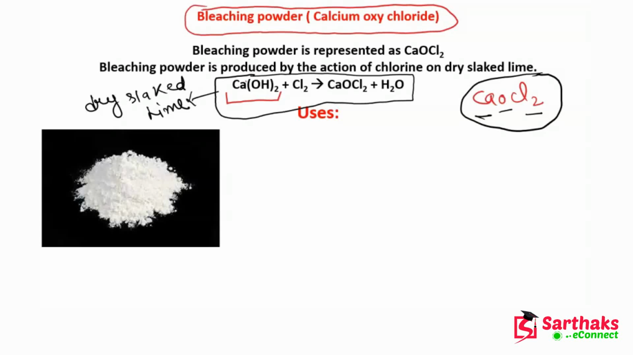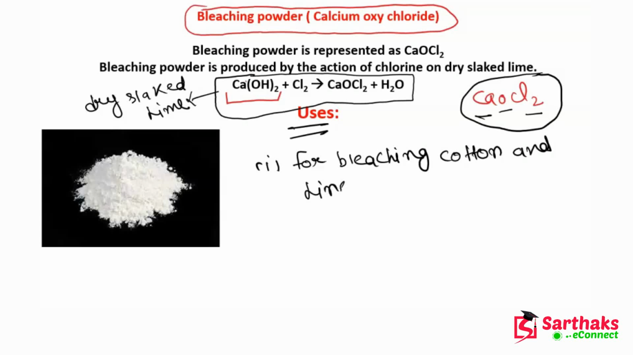Now after understanding this, let's talk about the uses of this bleaching powder. The first use of this bleaching powder is to bleach cotton and linen in the textile industries. As you can understand by the name, it is bleaching powder, so it should be used to bleach things. It is used for bleaching cotton and linen in textile industries.